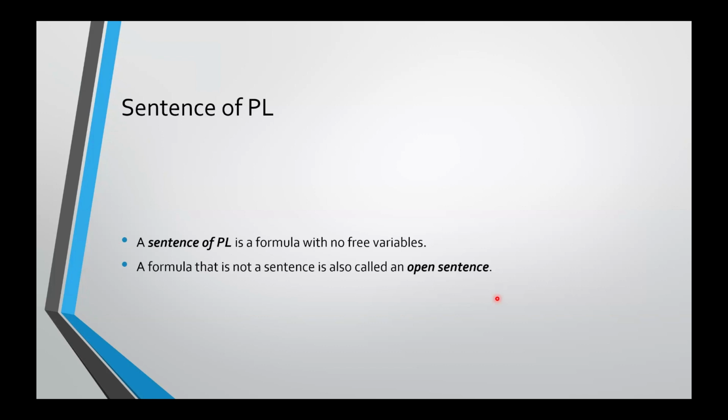The reason for this, remember, is that formulas with no free variables are the entities of PL that always have truth values. The so-called open sentences, the formulas that are not sentences, don't have truth values because they have variables in them that can't be interpreted.